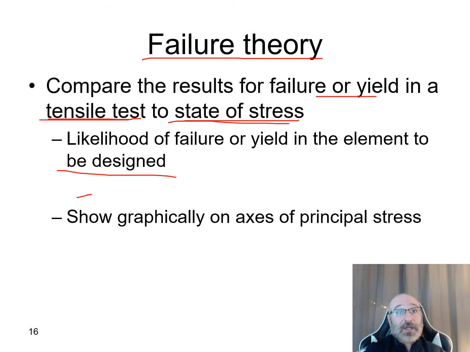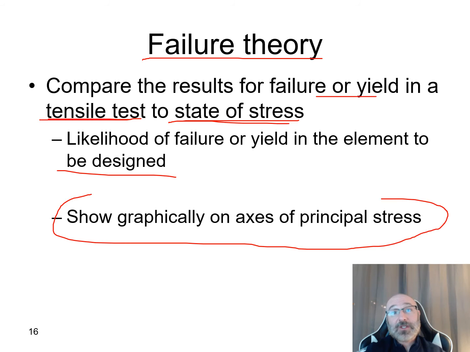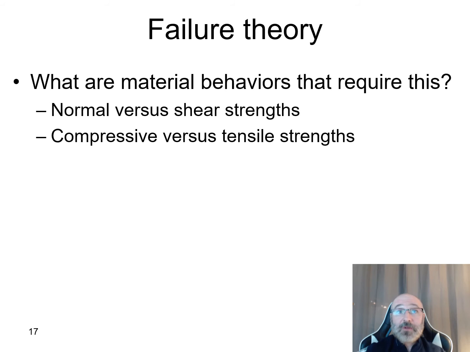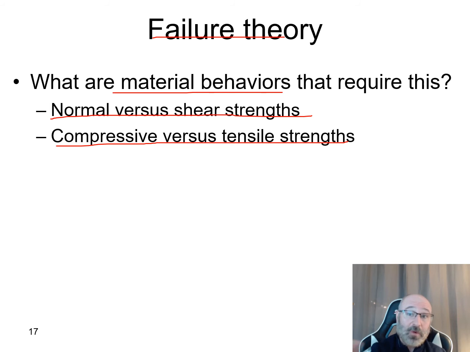Now we can go back and show this graphically on an axis of principal stress right here. Sometimes it's useful to get a visual of this to actually look and say, oh yes, we are within this, no we're not within this. So going back to material behaviors with failure theory, what material behaviors are going to require this? Well, we can take a look at normal versus shear strength, and we can also take a look at compressive versus tensile strength. And as I mentioned, even with that core sample in our concrete decks, sometimes we want to look at both of those because you have both compression and tension going on.